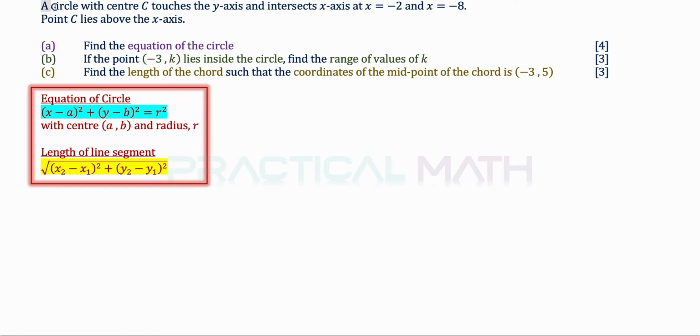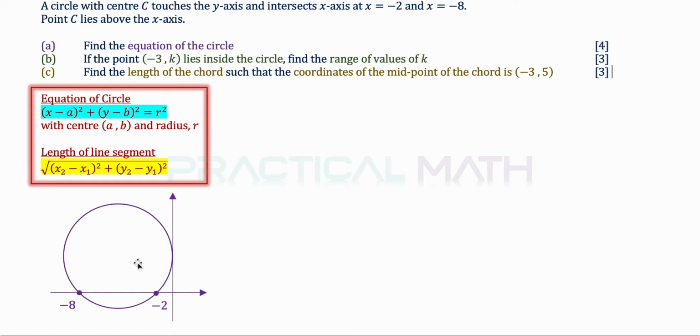Now with this formula in place, let us start off this question by sketching a simple sketch for these two sentences. Over here, I've done a very simple sketch like this. As you can see here, a circle with center C touches the y-axis and intersects the x-axis at both -2 and -8. Point C, which is the center, lies above the x-axis.